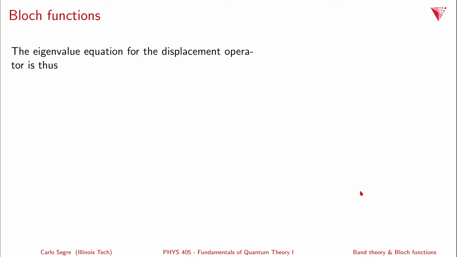Well, let's look at what the eigenfunction of a displacement operator might be. The eigenvalue equation for the displacement operator simply says that D applied to psi is equal to lambda times psi of x. So these two must be the same. Well, one way we can look at this is we know that when we apply D, we get psi of x plus a, and that must equal lambda times psi of x.